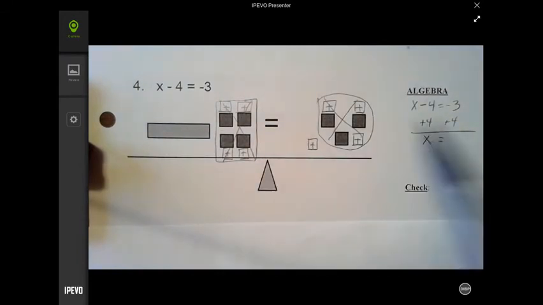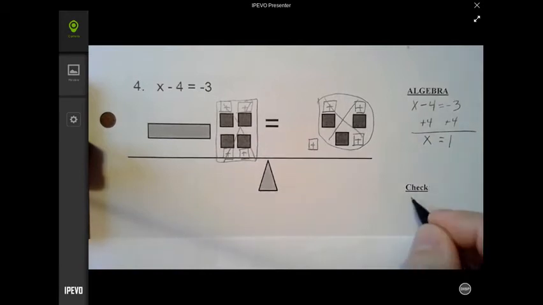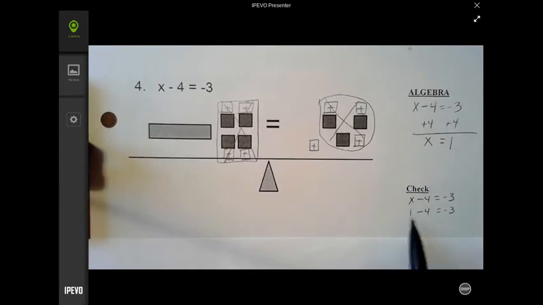And on the other side, when we had -3 and added 4, that left us with 1 positive left over. So x equals 1. Doing our check, x minus 4 equals -3. Replace x with 1. 1 minus 4 equals -3. And here on the left, these have different signs, +1 and -4. So we would subtract. 4 minus 1 is 3. And it's going to be negative because the -4 has the bigger absolute value. So -3 equals -3. And I know that x has a value of 1.